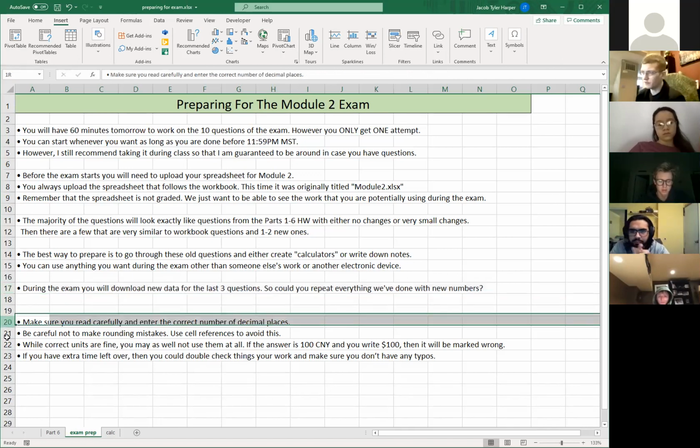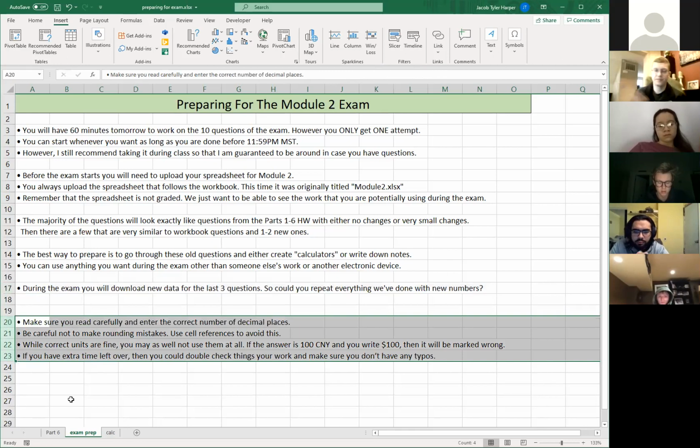And then these last 4 things are some common mistakes people tend to make during the exam. So I wanted to just quickly go over those. Make sure you read carefully and enter the correct number of decimal places. If you enter 3 decimal places and the question is 2 decimal places, the whole thing's wrong. I can't give you points back for that question. I'm not allowed to. So that's the worst way to miss points during the exam.